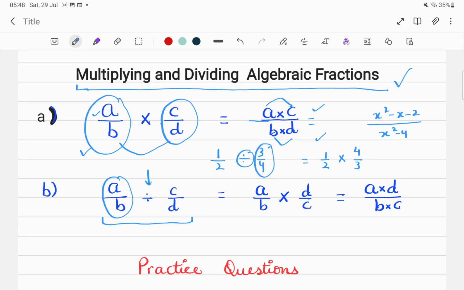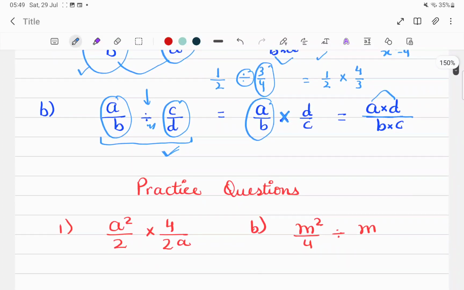So this is converted into multiplication, and the same thing works for algebraic fractions. I keep the first fraction as it is, a over b. Then the division sign is changed to multiplication, and I take the reciprocal of the second fraction. After that, because we now have multiplication, a will be multiplied with d, and the whole thing will be divided by b times c. Now let's understand this concept with the help of some questions.